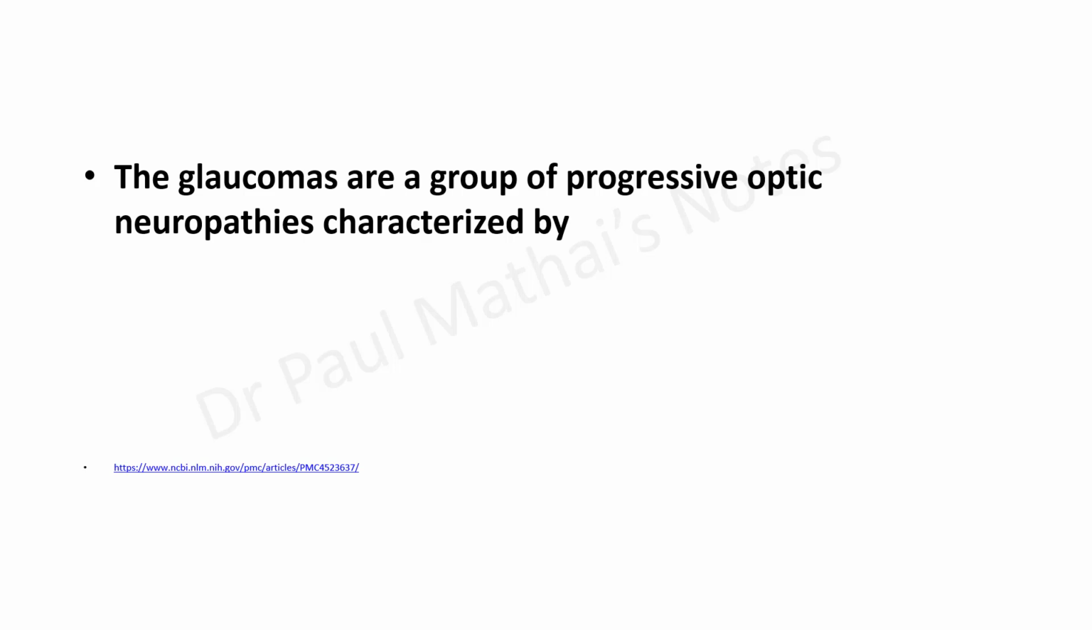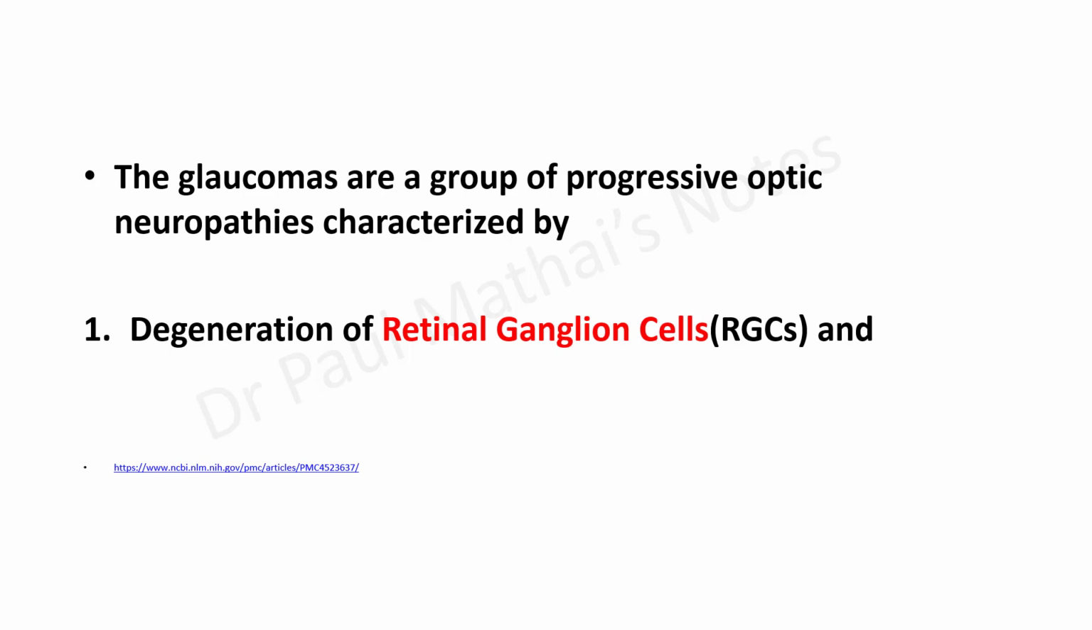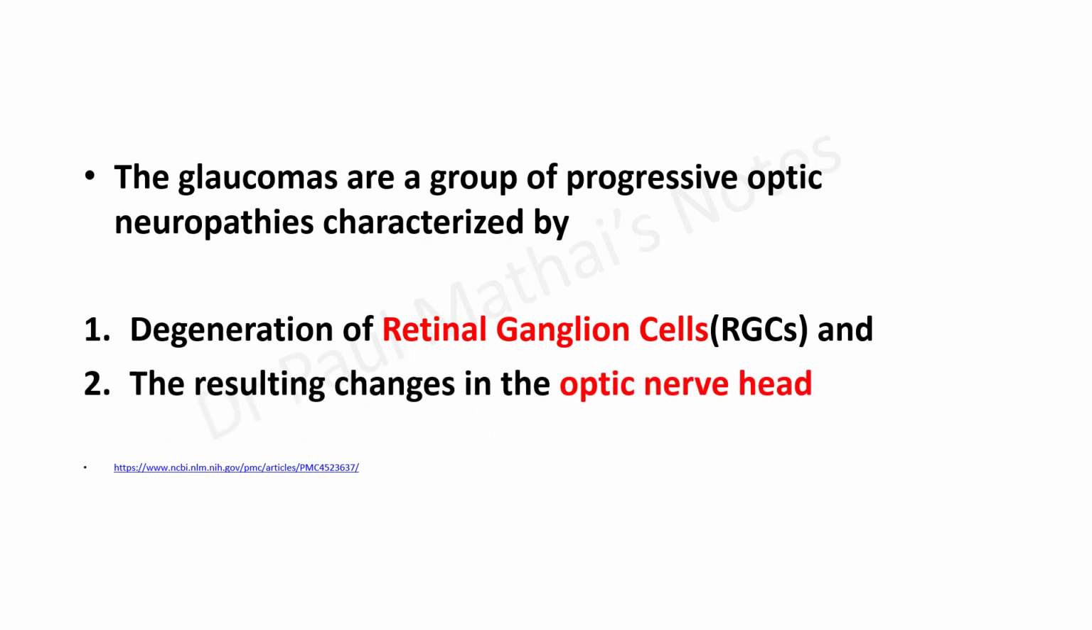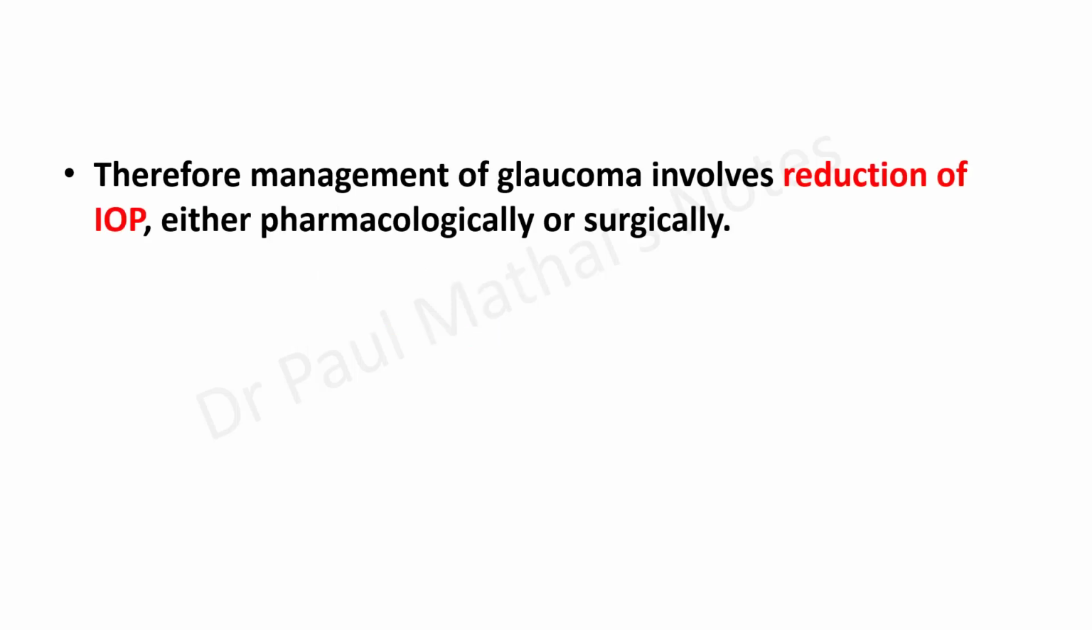The glaucomas are a group of progressive optic neuropathies characterized by degeneration of the retinal ganglion cells and the resulting changes in the optic nerve head. Now, a reduction of intraocular pressure by 30% can reduce disease progression even for normal tension glaucoma patients. So that's the relationship between glaucoma and intraocular pressure. Therefore, management of glaucoma involves reduction of intraocular pressure either pharmacologically or surgically.